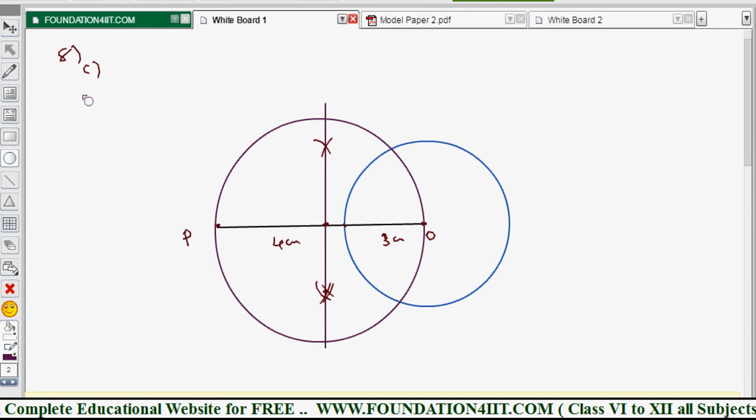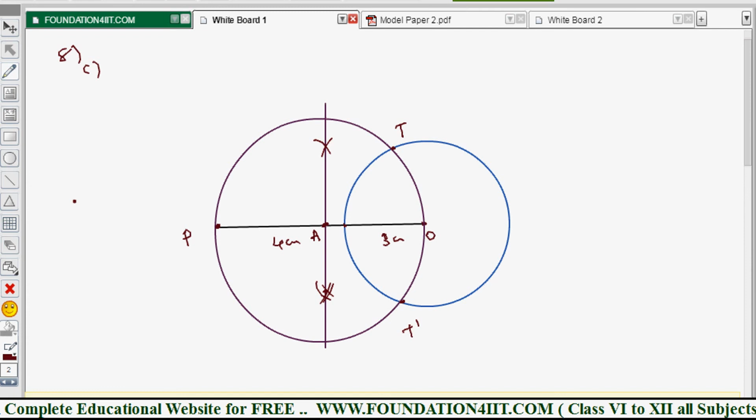So from the center point, for example, let's take this as A. So A is the center and AP is the radius. We should draw a circle. Now it will touch 2 points on the previous circle. So these 2 points, if they are T and T dash, we can draw the tangents from P.